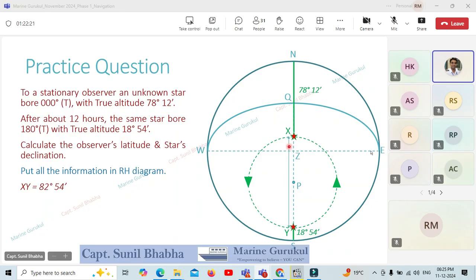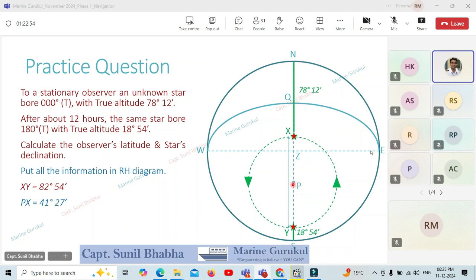Now this XY is the diameter of the declination circle. If you divide it by 2, you will get the radius of this declination circle. So 82 54 divided by 2 gives you 41 27. So this 41 27 is the radius of this circle, which is equal to PX or PY. So the polar distance of the star, P to X, is the radius of this declination circle.